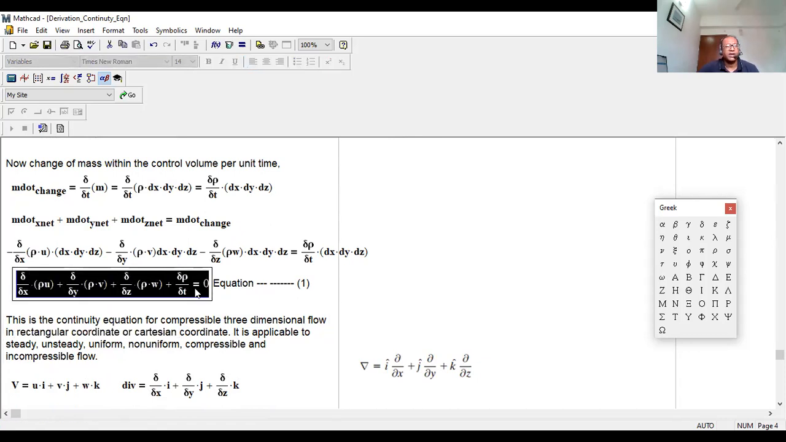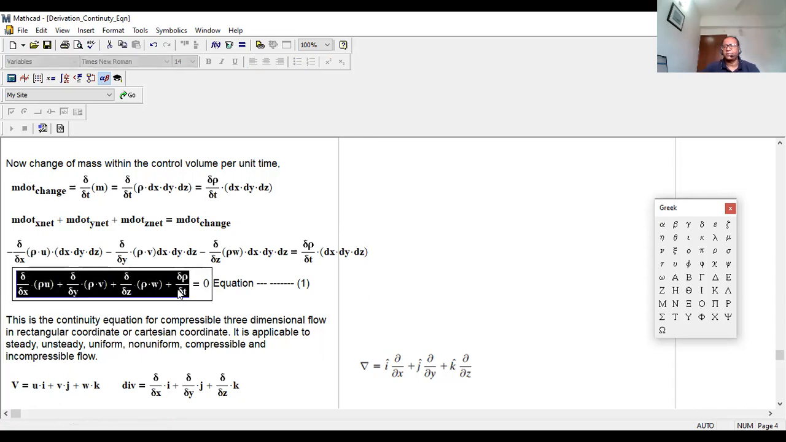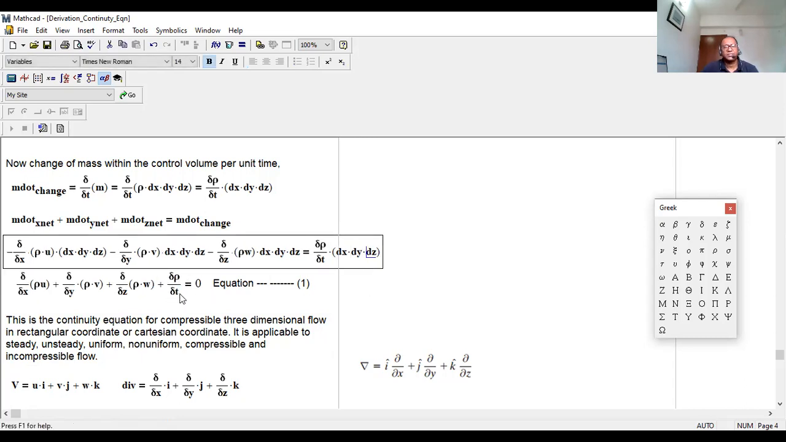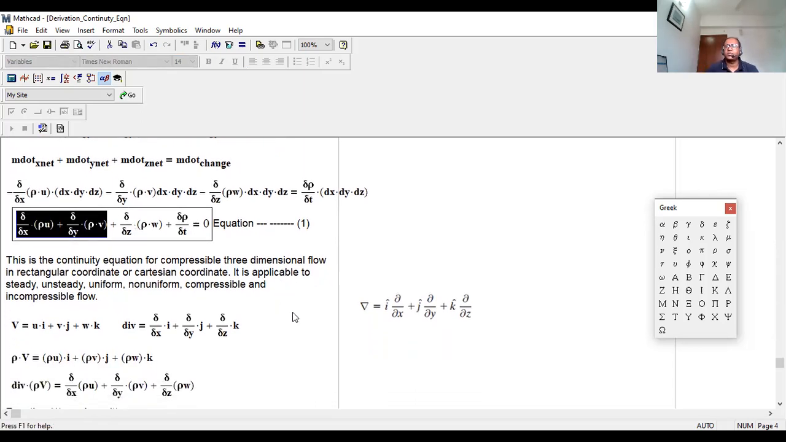And this equation you can apply for steady, unsteady, uniform, non-uniform, compressible, and also for incompressible flow. If you think that fluid density is constant, that means incompressible. So in that case, this component will be zero. If you say the fluid is in steady flow, what does it mean? Nothing is changing with respect to time. That means del rho by del t will be zero. If you say flow is two-dimensional, what does it mean? There is no w, it is zero. If it is one-dimensional, that means two velocity components will be zero. So this equation we can use for compressible, steady, and incompressible flow.